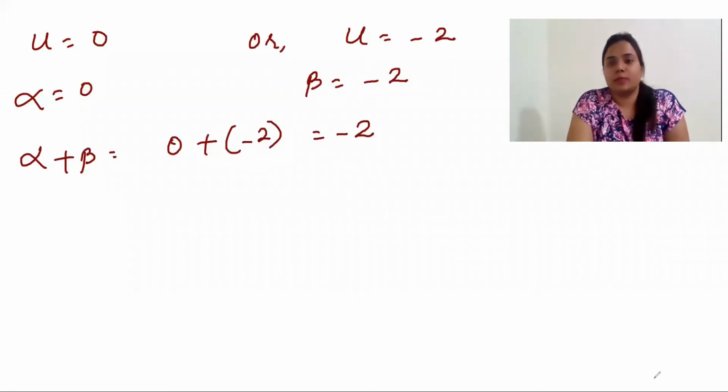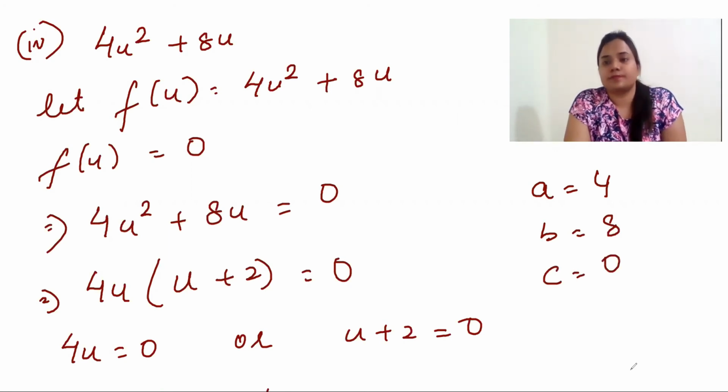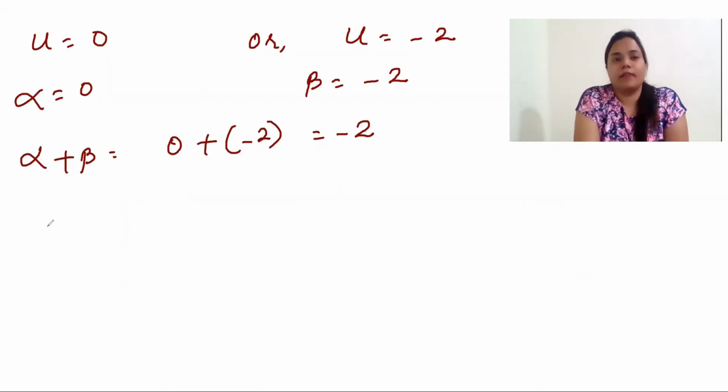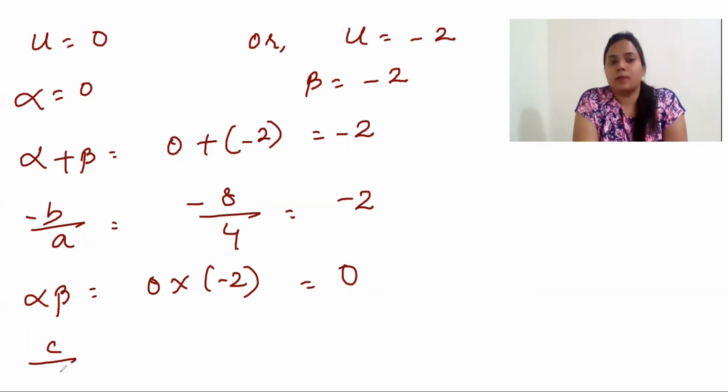So let us find minus b by a also. In this case, our a is 4, b is 8, and since we do not have any constant term, c is 0. So our minus b by a will be equal to minus 8 upon 4. That is equal to minus 2. Alpha into beta is 0 into minus 2, that is 0. And c by a will be equal to 0 upon 4, that is 0.